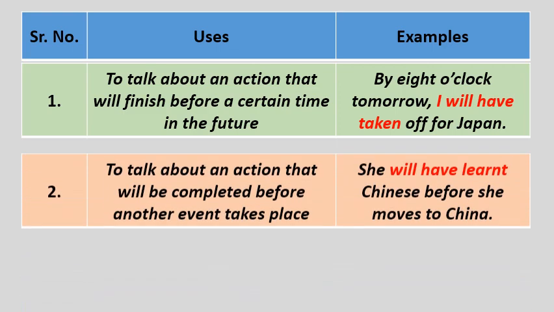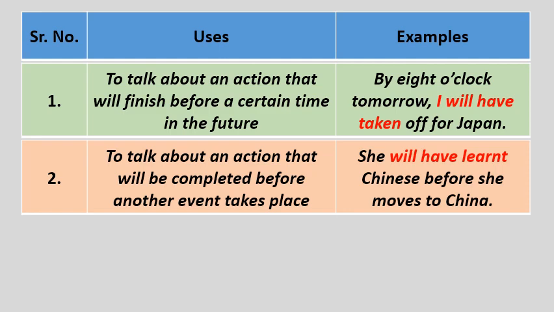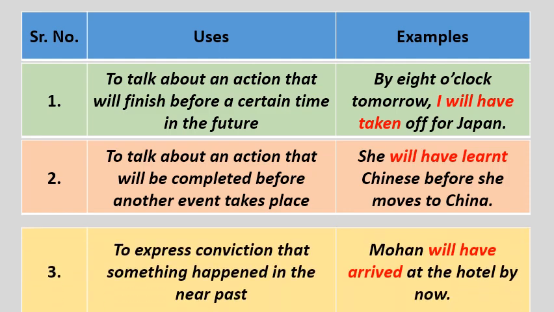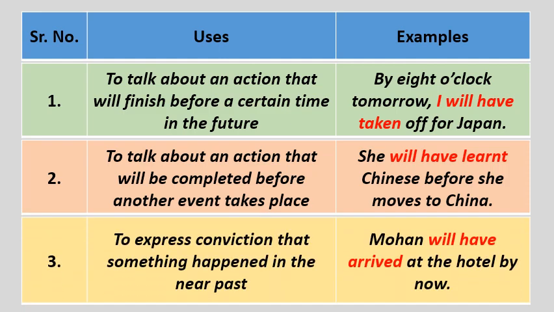Number 2. It is used to talk about an action that will be completed before another event takes place. For example, she will have learnt Chinese before she moves to China. Number 3. It is used to express conviction that something happened in the near past. For example, Mohan will have arrived at the hotel by now.